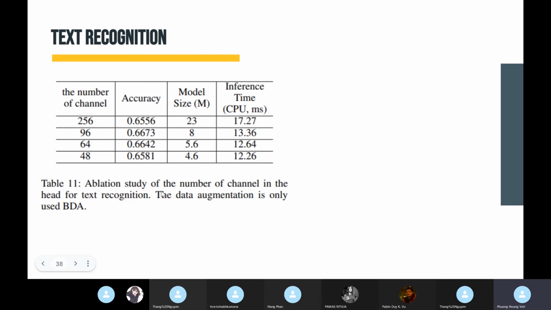This table shows the ablation study of the number of channels in the head for text recognition. The data augmentation only uses the BDA. And you can see that this is used in the CRNN head for text recognition. If we reduce the number of channels from 256 to 96, the model size is reduced from 23 million to 8 million, and the inference time is accelerated by nearly 30%.